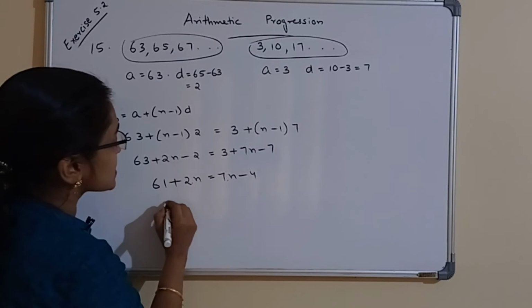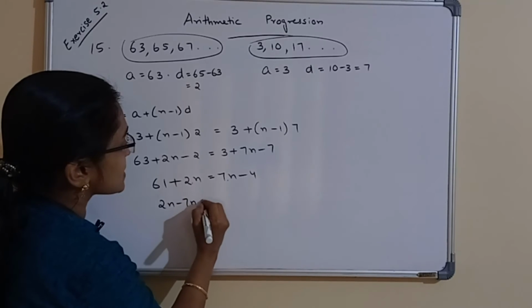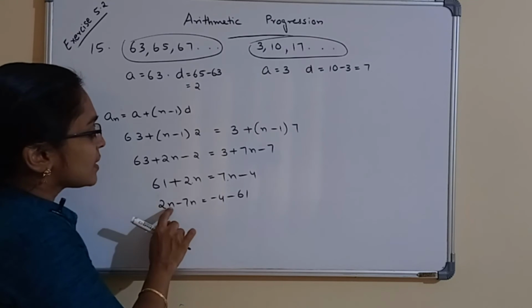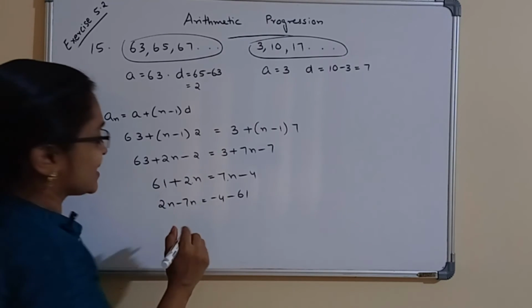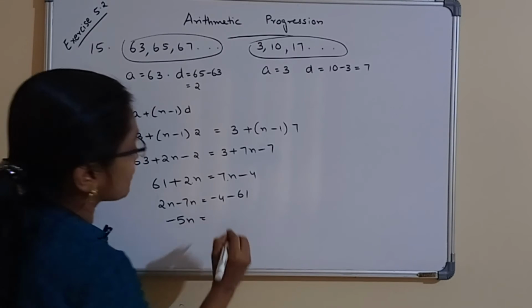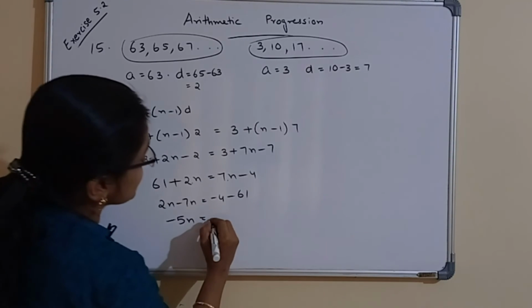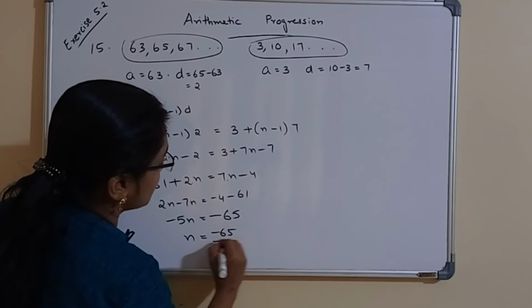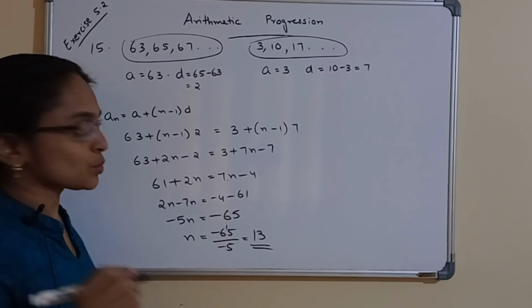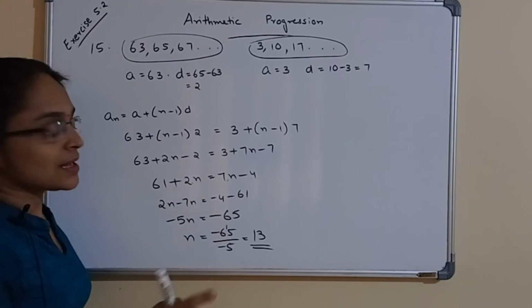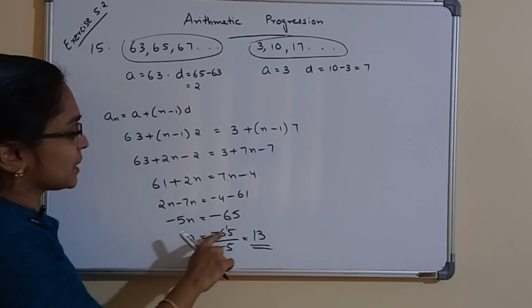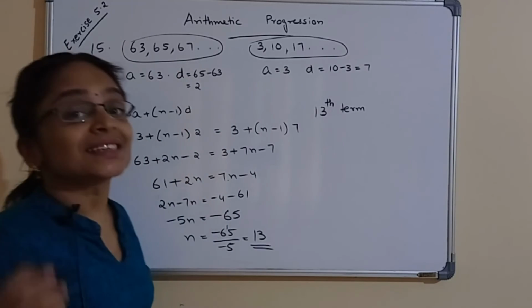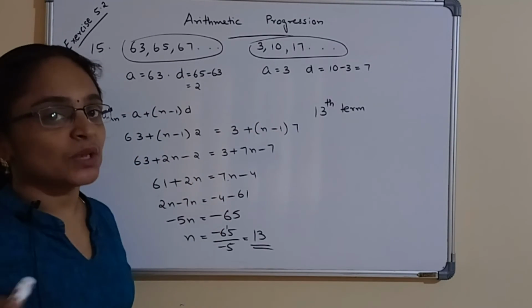So 2n minus 7n is equal to minus 4 minus 61. So what is 2n minus 7n? It is minus 5n. Minus 5n equal to minus 4 minus 61, which is minus 65. So what is n? Minus 65 by minus 5, which is equal to 13. Minus by minus is plus, and 6 by 5 is 1, 1 remainder, 15 by 5 is 3. So we got n equal to 13. That is, the 13th term of both these APs will be equal.